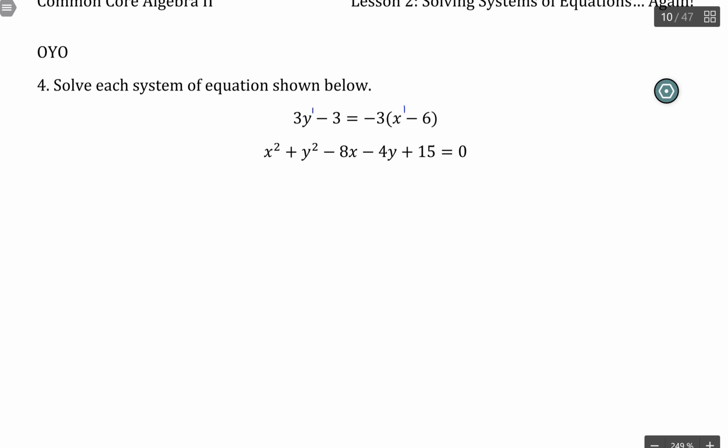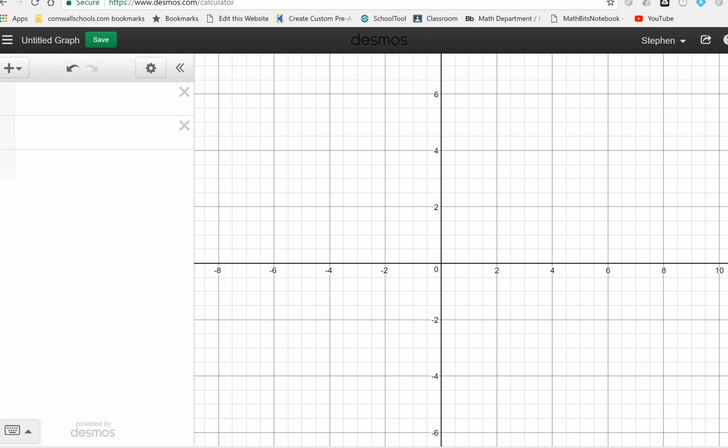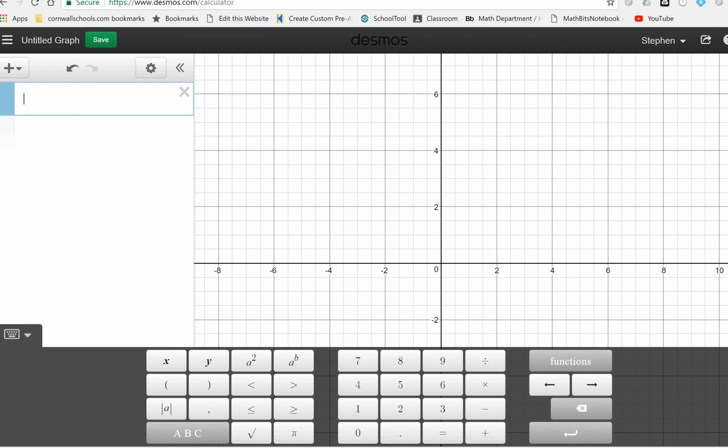So to use Desmos, what we're going to do is go to the website desmos.com. It's going to look like this. It'll first start with just having one equation. We'll add the second one in a minute. And then we're literally just going to type in the equation that we have.